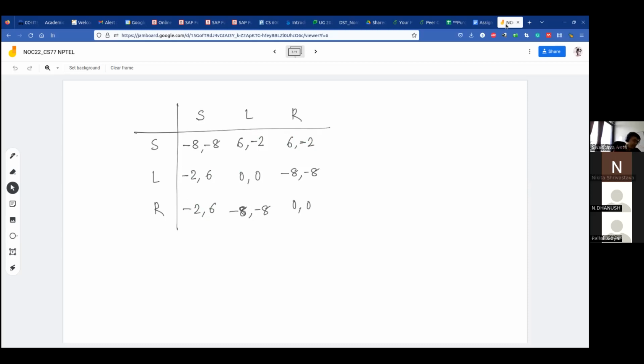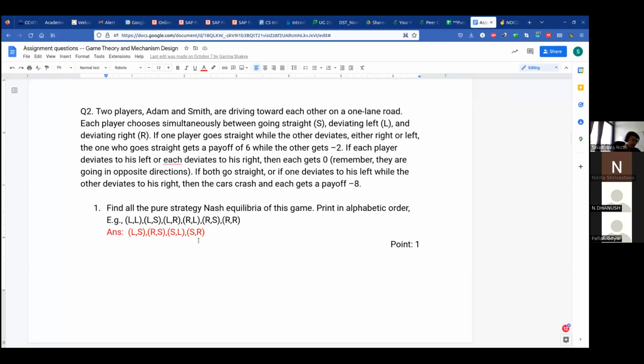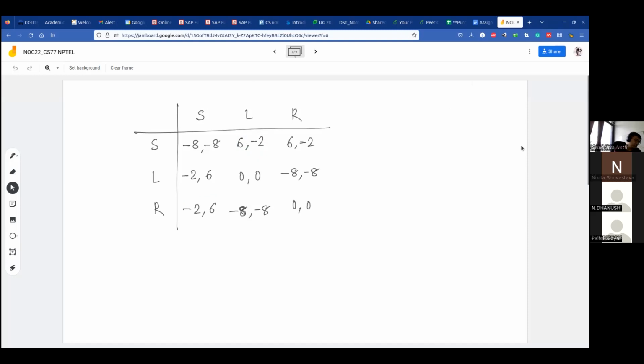So what is your strategy? There are many, actually. Yes, sir. So for instance, this is a pure Nash equilibrium. And then what else? L S, S L. Also S R, R S. This is also a Nash equilibrium. So actually, there are only these 4, right? Yes, sir, 4. What I just mentioned: SL, SR, RS, LS. These are the four.